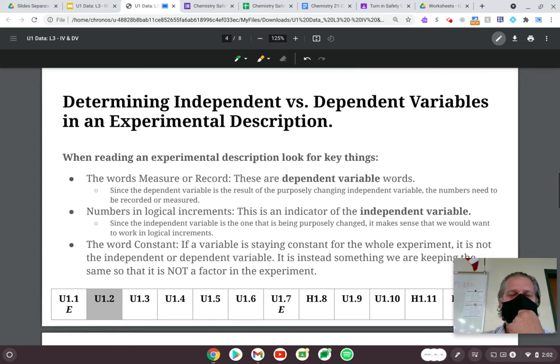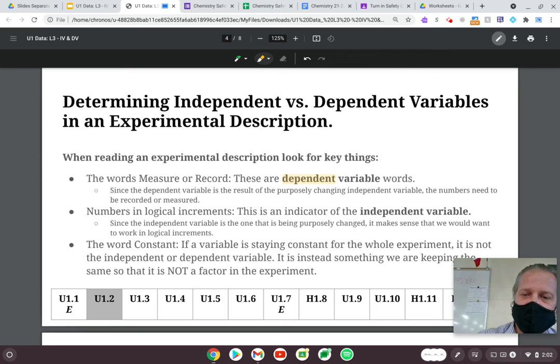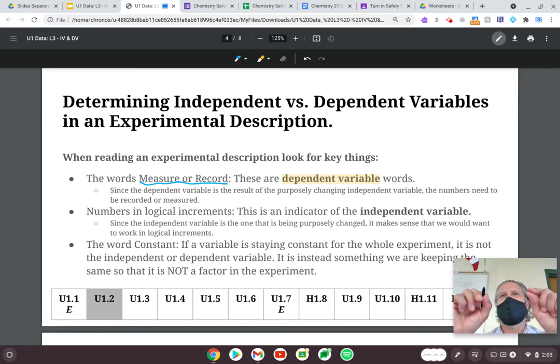All right. Determining independent versus dependent variable in experimental description. So experimental description really revolves around the idea that if you are reading a lab or you're reading an experiment or you're given an explanation of something that was done, you should be able to identify what the independent and the dependent variable are based on what you've read. So there's a couple of things that we look for. If you see the words measure and record, that's often an indication that we're dealing with the dependent variable.